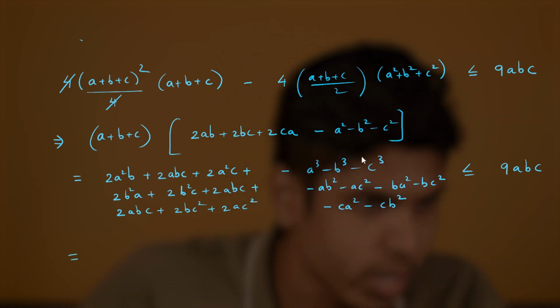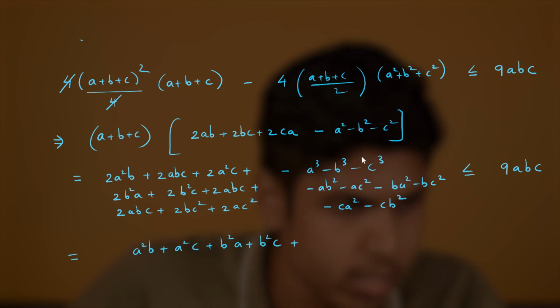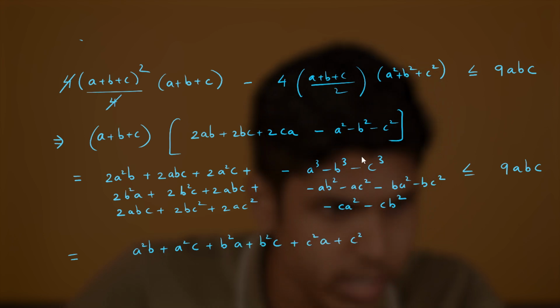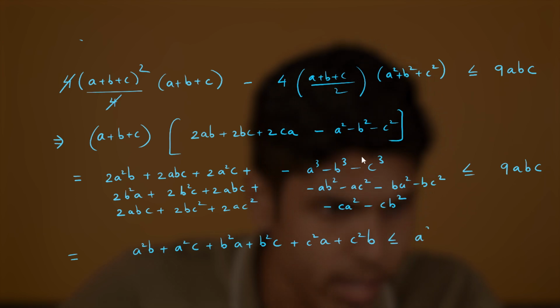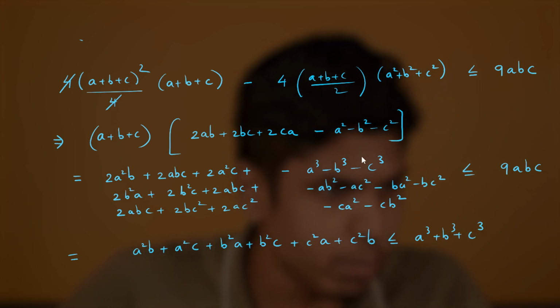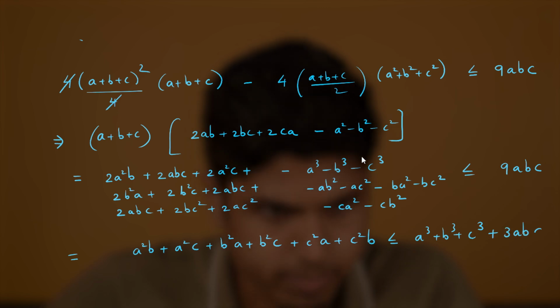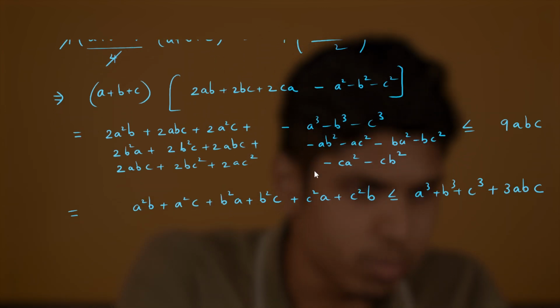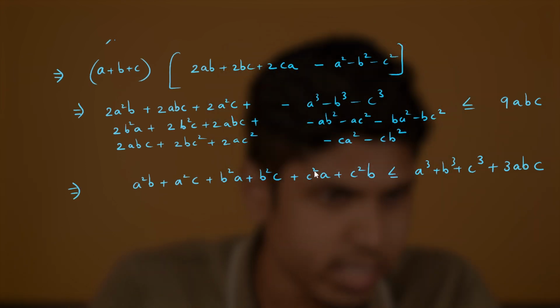So upon simplifying, you can get that a square b plus a square c plus b square a plus b square c plus c square a plus c square b is less than or equal to a cube plus b cube plus c cube. And in the LHS you have 6abc, in the RHS you have 9abc. The resultant would be 3abc. So now this is in some symmetric form. It's good and it's also eye-pleasing.